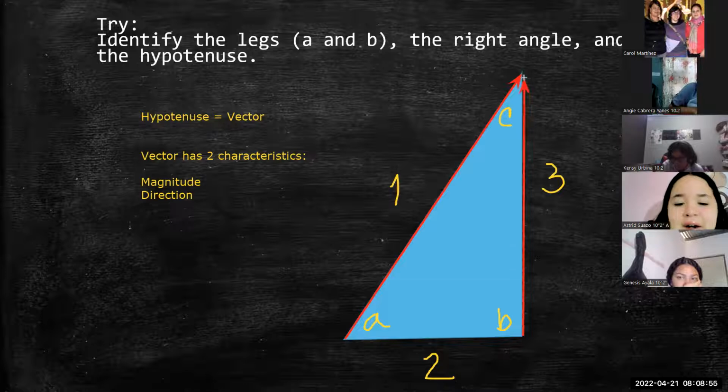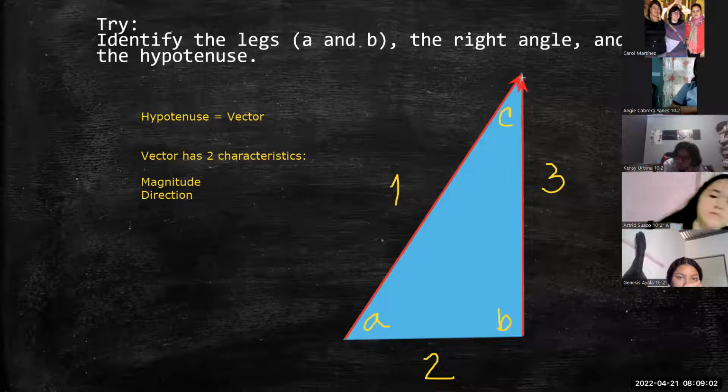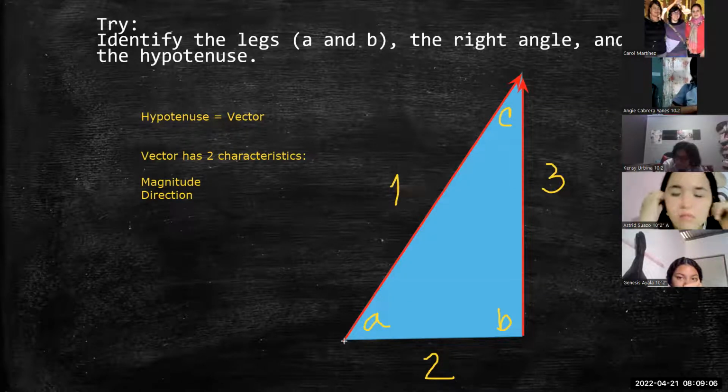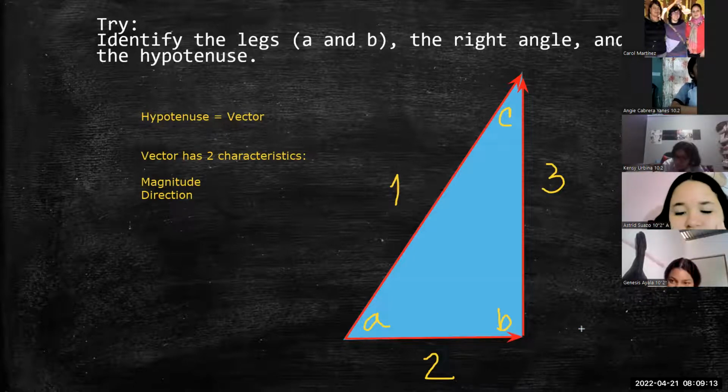It is going up because it has a vertical component, okay? A vertical side that is going up. The leg 3 is going up, but it's also going to the right. And that thing going to the right represents the horizontal component. And both of them are making up what we know as a hypotenuse. So, what direction does this hypotenuse have? It goes to the right, but it also goes up.